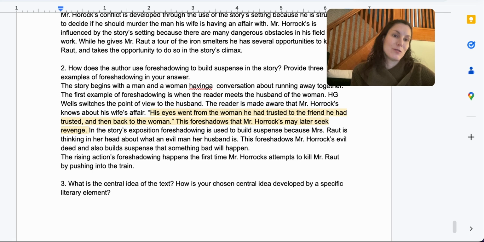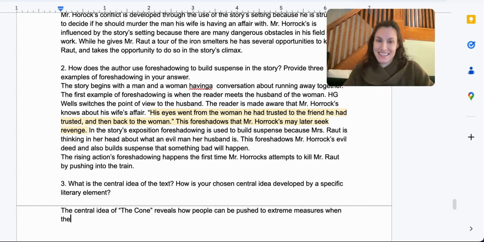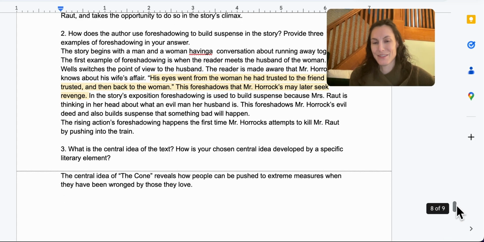And for your last question, when you're going to talk about your central idea, the central idea would just be the lesson. So if we were going to say that Mr. Horrocks regretted his actions, the central idea of the story, the central idea of The Cone, reveals how people can be pushed to extreme measures when they have been wronged by those they love. So this central idea kind of gives Mr. Horrocks a benefit of the doubt, where you're kind of giving him an excuse. Like, he did this because he loved his wife so much.